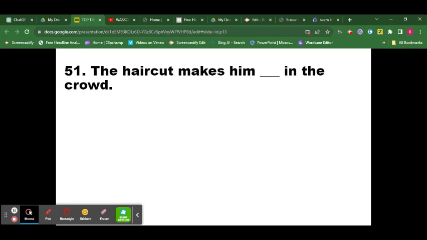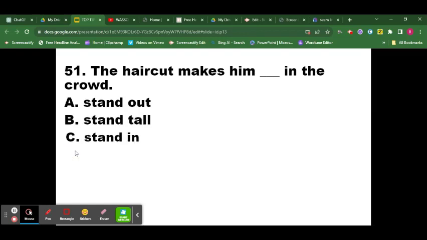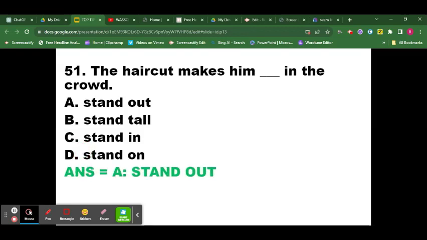51. The haircut makes him dash in the crowd. A, stand out. B, stand tall. C, standing. And D, stand on. The correct option is stand out. Now, the use of phrasal verbs. The phrasal verb stand out here means to be easily noticeable in the crowd. The haircut makes him easily noticeable in the crowd.